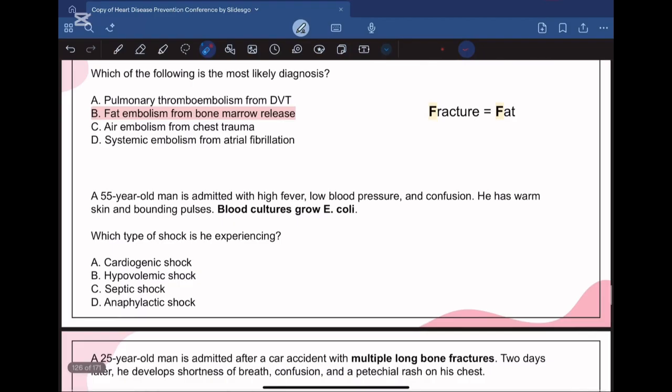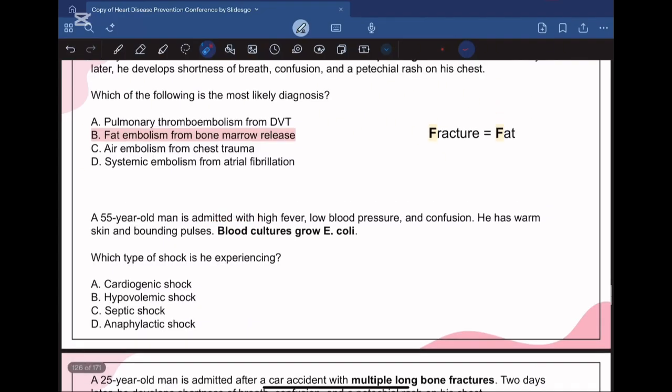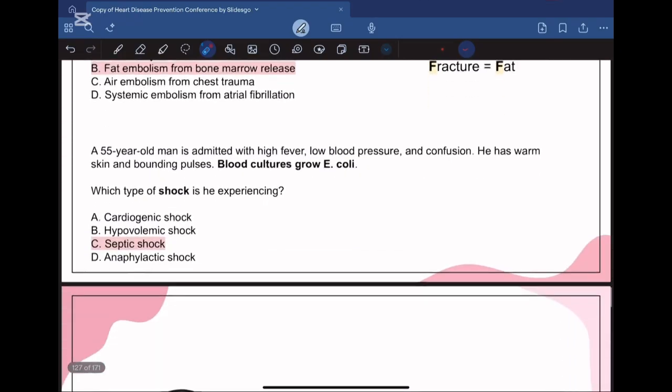Moving on to the last thing that we need to focus on in this lecture, this question. A 55-year-old man is admitted with high fever, low blood pressure and confusion. He has warm skin and bounding pulse. Blood culture grows E. coli. Which type of shock is he experiencing? Cardiogenic, hypovolemic, septic or anaphylactic? What do you think? Okay, so the correct answer is septic.